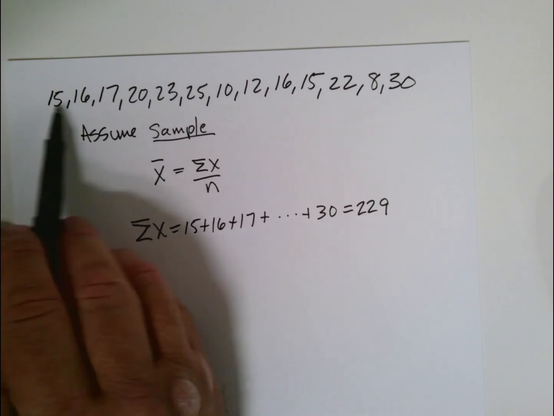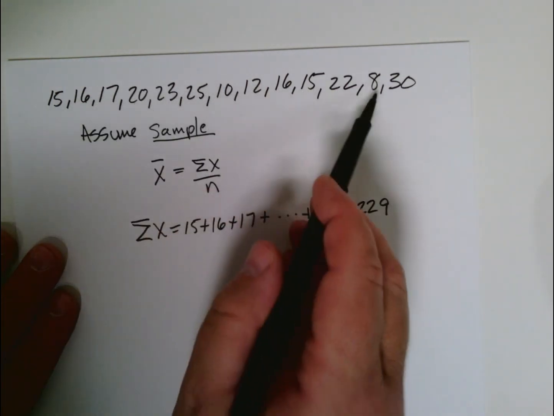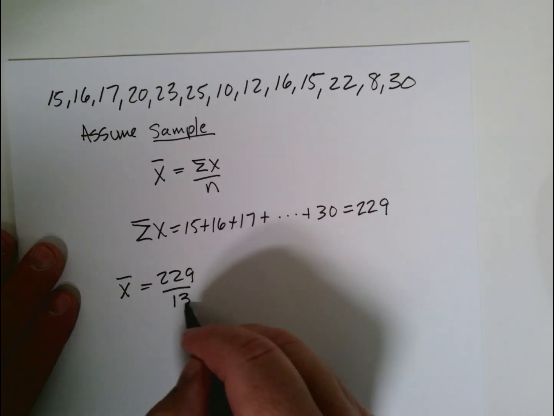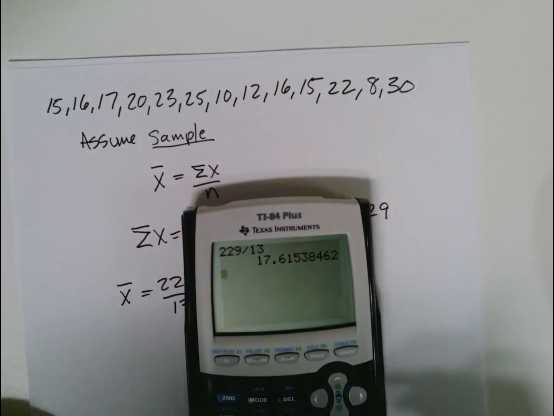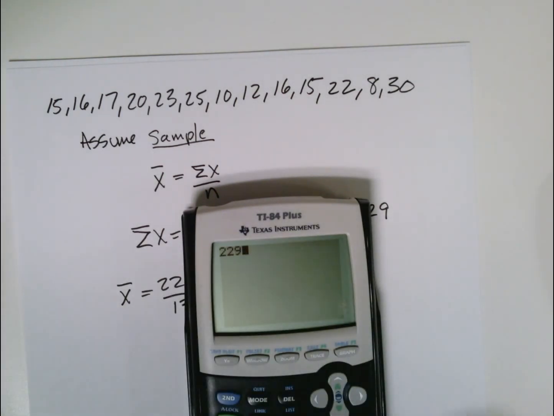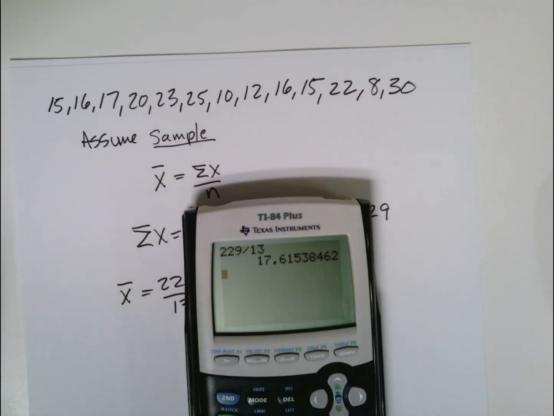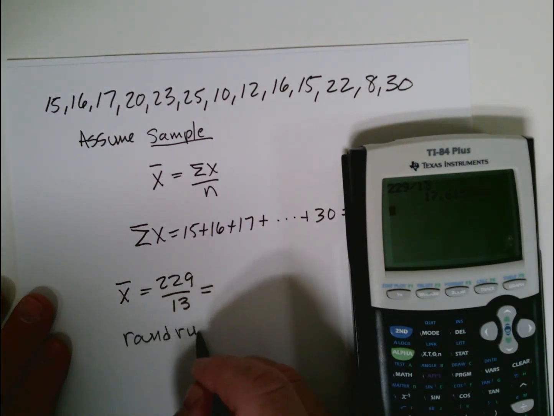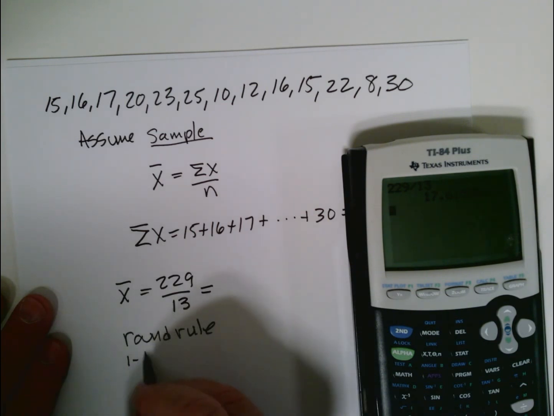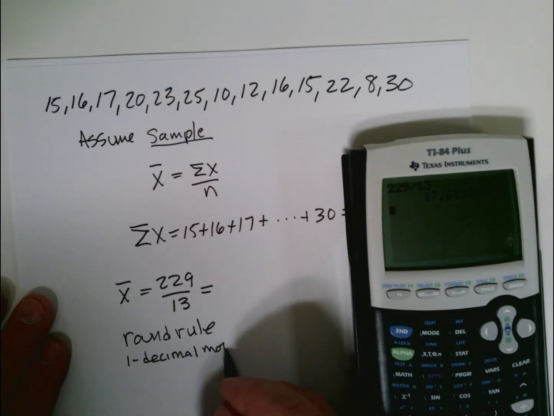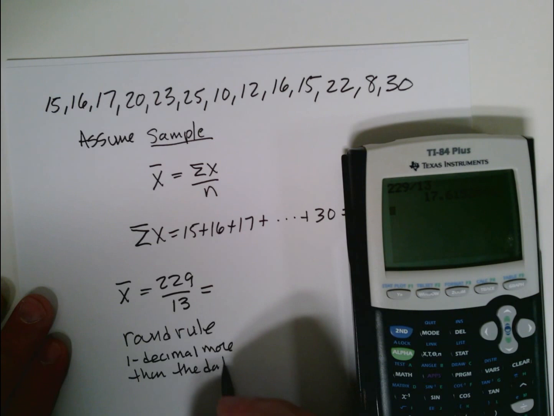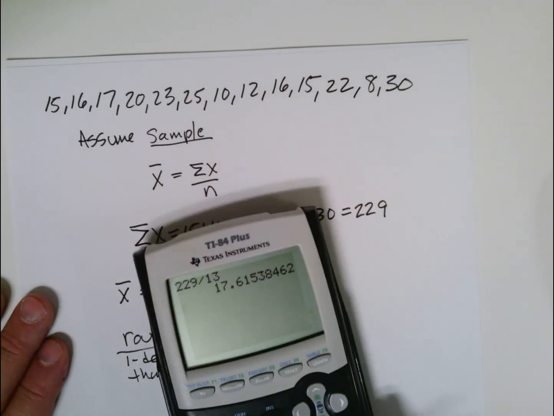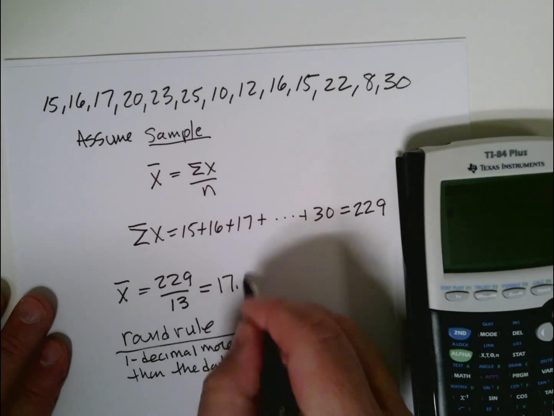So how many of them are there? 1, 2, 3, 4, 5, 6, 7, 8, 9, 10, 11, 12, 13. So we have X bar is equal to 229 divided by 13, which gives us 17.615. Now, the other thing that we have to do is the rounding rule, which is one decimal more than the data. Since we're getting 17.61, we round that off to 17.6 for our mean.